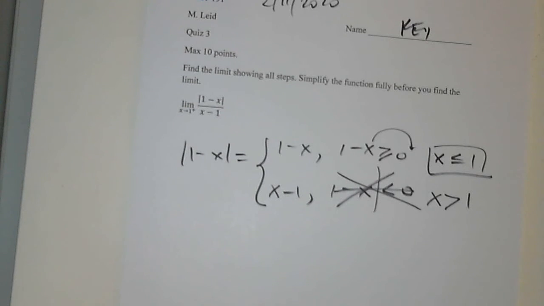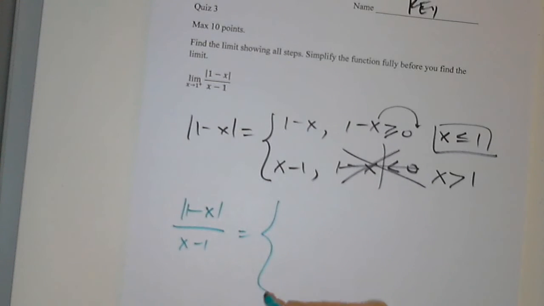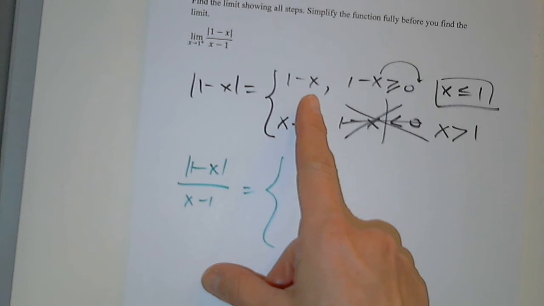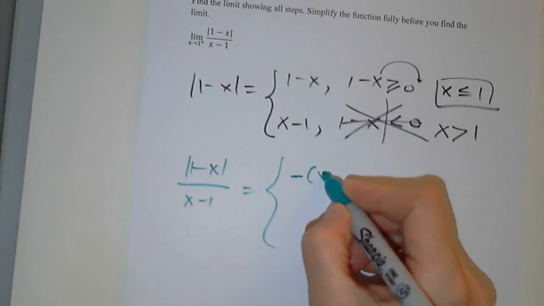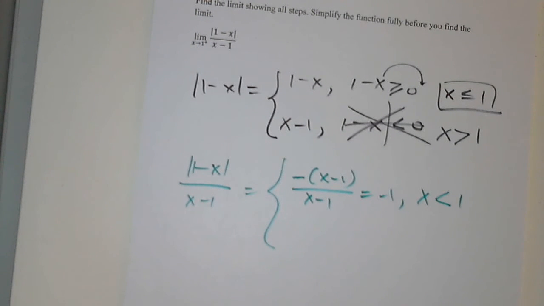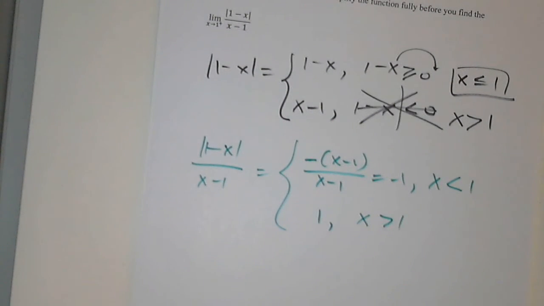In the next step, now I know that the function has two options: the absolute value of 1 minus x over x minus 1 has two options because the numerator has two options. Is that okay? The first option is the numerator 1 minus x and the denominator x minus 1. I will factor out negative 1, so this will be negative 1 for x less than 1. I cannot accept 1 because x minus 1 is in the denominator, so x cannot be 1. The second option is x minus 1 over x minus 1, which is 1 for x greater than 1.